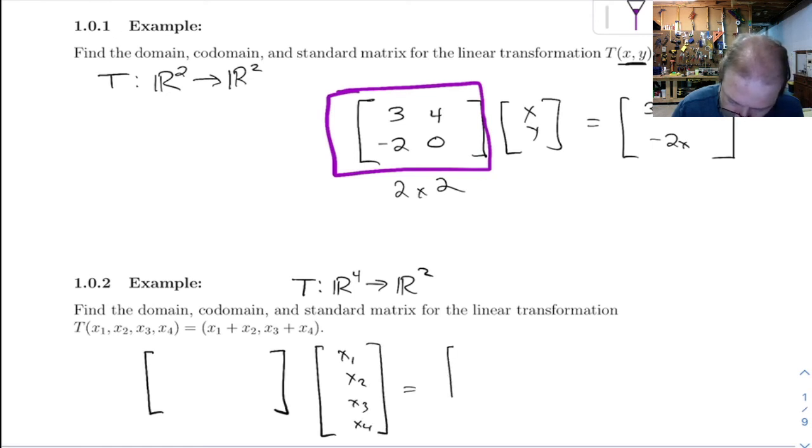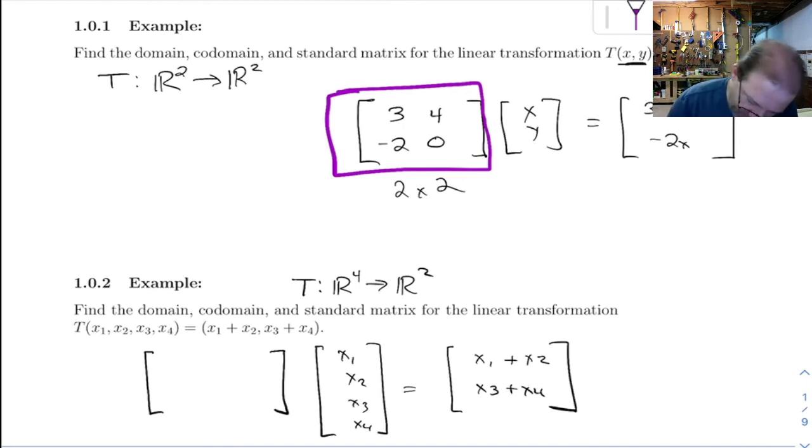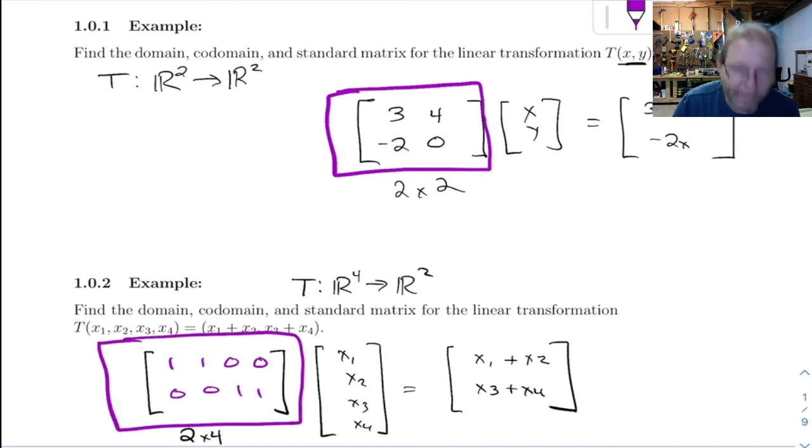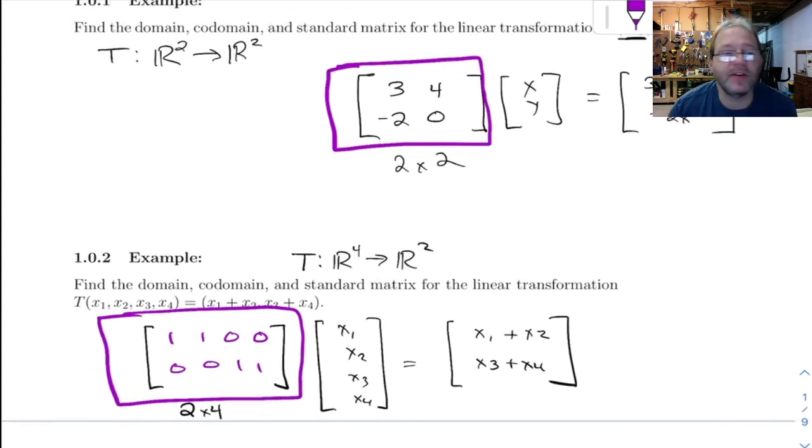This gives us x1 plus x2, x3 plus x4. So we could go through here and see this is going to have 4 elements across here so that we can take the dot product of that and that. And we're going to have 2 rows. So this is going to be 2 rows by 4 columns. And the entries for this top line are going to be 1, 1, 0, 0. And for the bottom line, it's going to be 0, 0, 1, 1. All right. So that's how you find the standard matrix.